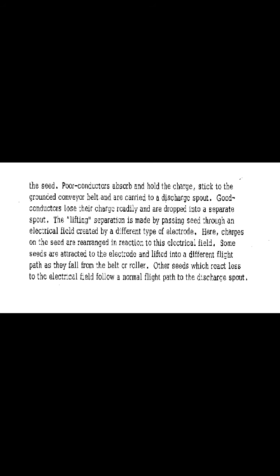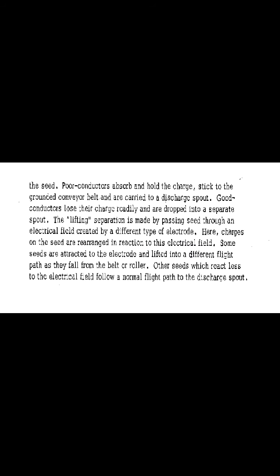The poor conductors absorb and hold the charge, stick to the grounded conveyor belt and are carried to the discharge spot. Good conductors lose their charge readily and are dropped into a separate spot. The second is the lifting separation, made by passing seed through an electrical field created by a different type of electrode. Here charges on the seed are rearranged in reaction to this electrical field. Some seeds are attracted to the electrode and lifted into different flight paths as they fall from the belt or roller. Other seeds which react less to the electrical field follow a normal flight path to the discharge spot.